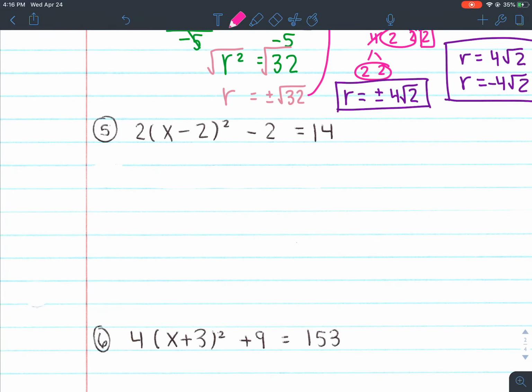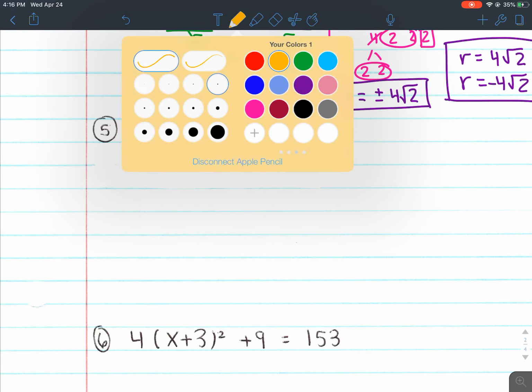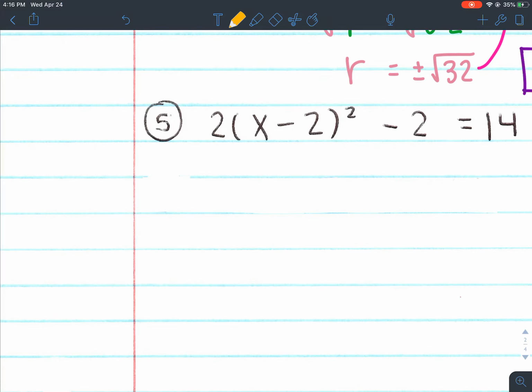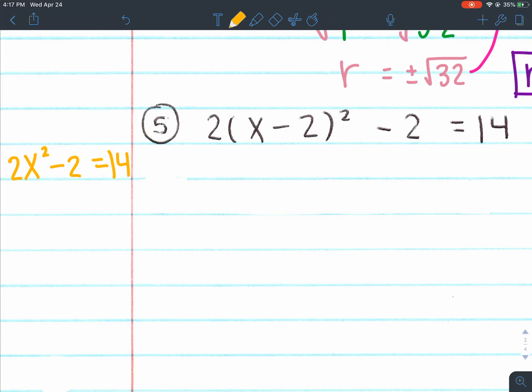So, number 5. The first thing I want to talk about is the fact that something looks a little different. We have parentheses, right? We have x minus 2 squared. Now, you're not going to treat it any differently just because there's a parentheses there. So, for example, what I just wrote over here is literally the same thing as I wrote over here, except instead of the x minus 2, I just have an x, okay?